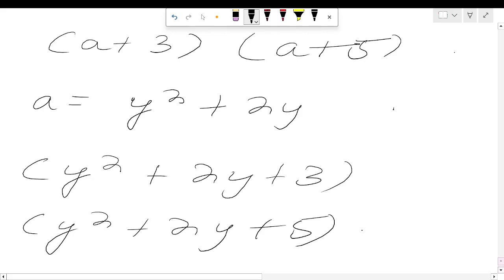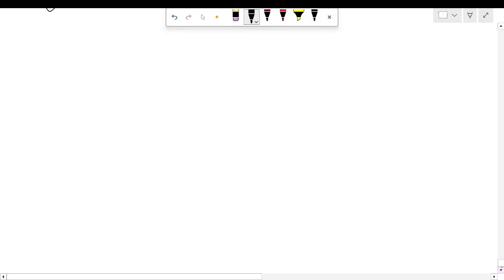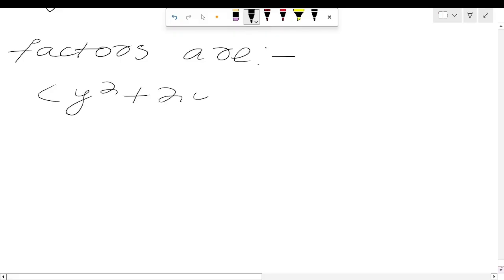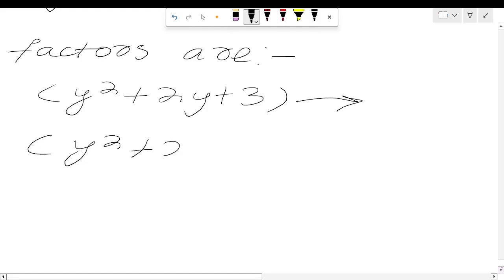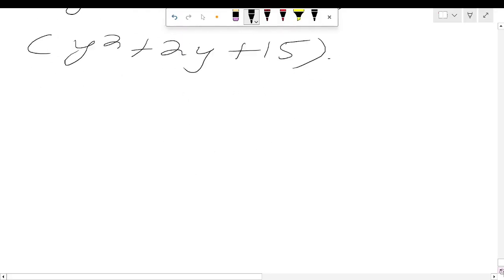So here we have two quadratic expressions. Now can we simplify them? Okay, if we try to simplify them, we find out that we cannot simplify them much further. So our final answer will be these two quadratic expressions, or you can simply write the factors are, and you will write the first factor. So the first factor is y square plus 2y plus 3, and the second factor you need to write just here, but because of the congested space I'll just write it below. You will write y square plus 2y plus 15. So this is our final answer.